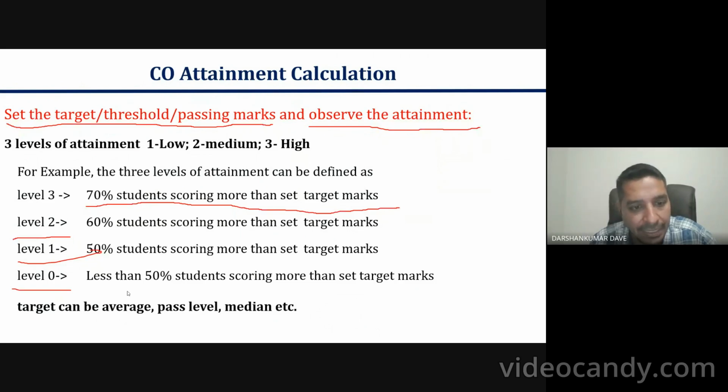Now, I'll take you to the case study. I have a document from a very standard university of education, which practices course outcomes and program outcomes, and let us see how they work. Right?